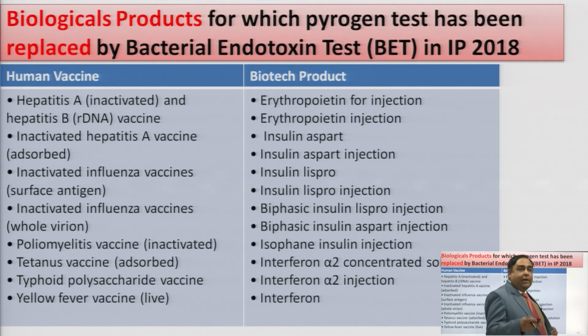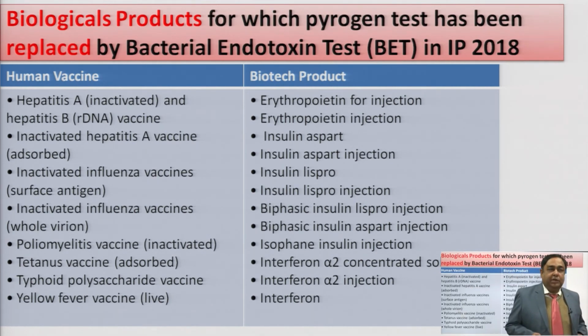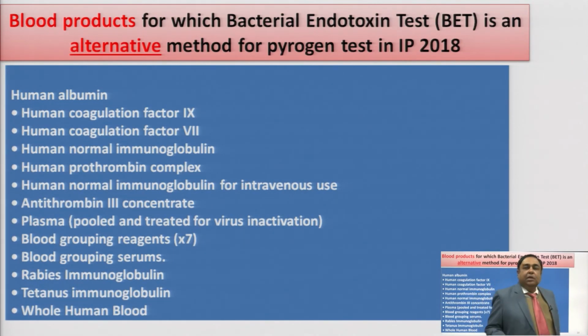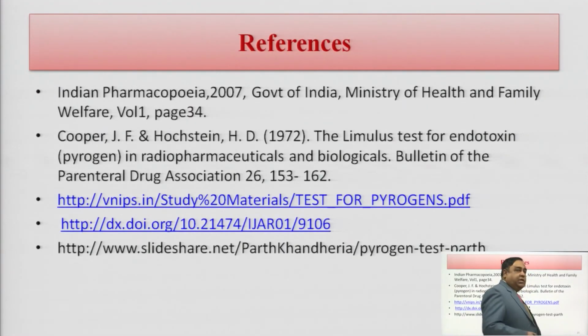Now, this is the list of biological products for which pyrogen testing has already been replaced by the bacterial endotoxin test, commonly known as BET, in IP 2018. The next slide shows the various blood products for which it is not replaced, but the bacterial endotoxin test has been given as an alternative way. Instead of pyrogen testing, we can go for the bacterial endotoxin test or LAL test for these pharmaceutical preparations.